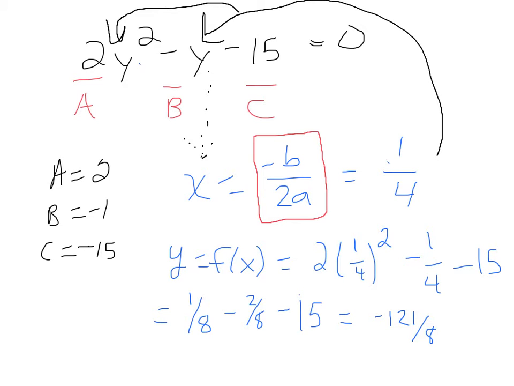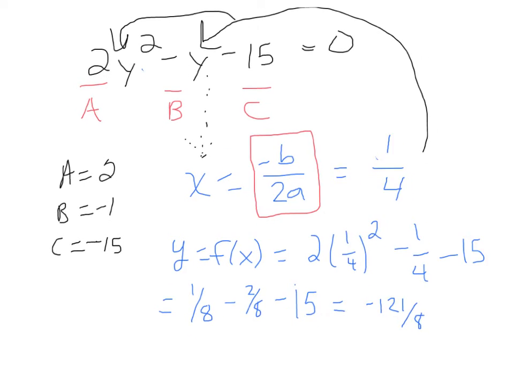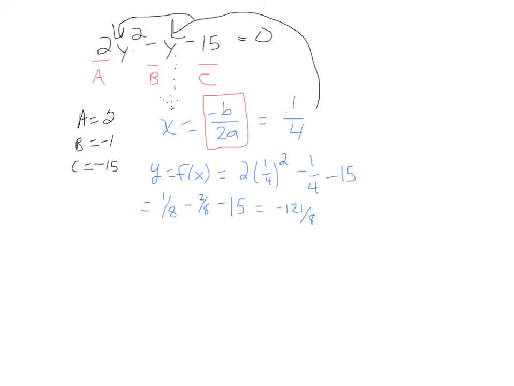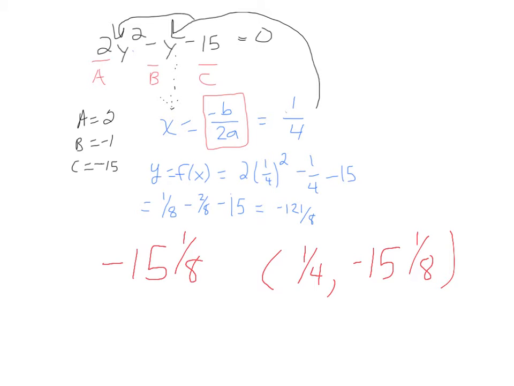And a little bit of math. 1/4 squared is 1/16 times 2 is 2/16, which is 1/8, minus, okay, I said a little bit of math as I screw up a little bit of math. 1/4 is the same as 2/8, so it's minus 2/8, minus 15. So this is -121/8, or you can think of this, as you probably do, as -15 and 1/8. Okay? So my optimal value is located at 1/4, comma, -15 and 1/8. I want you to keep that in mind as we move forward.